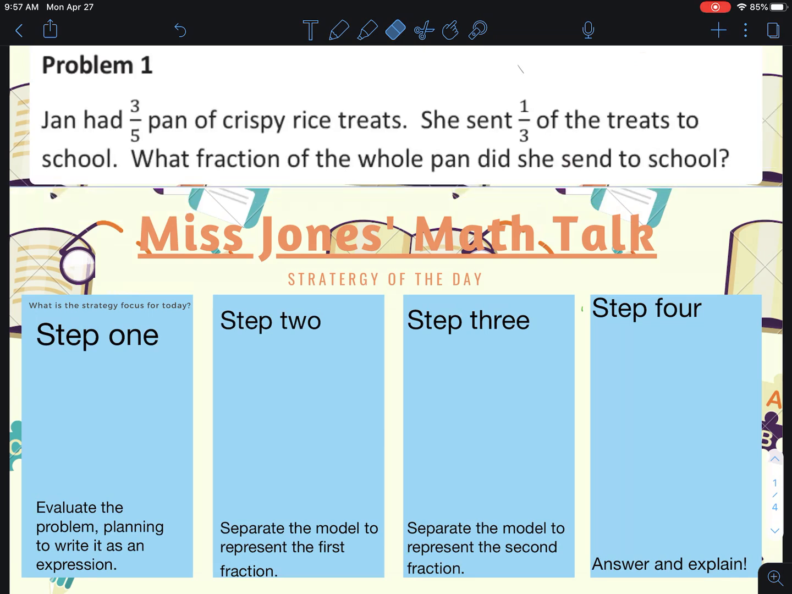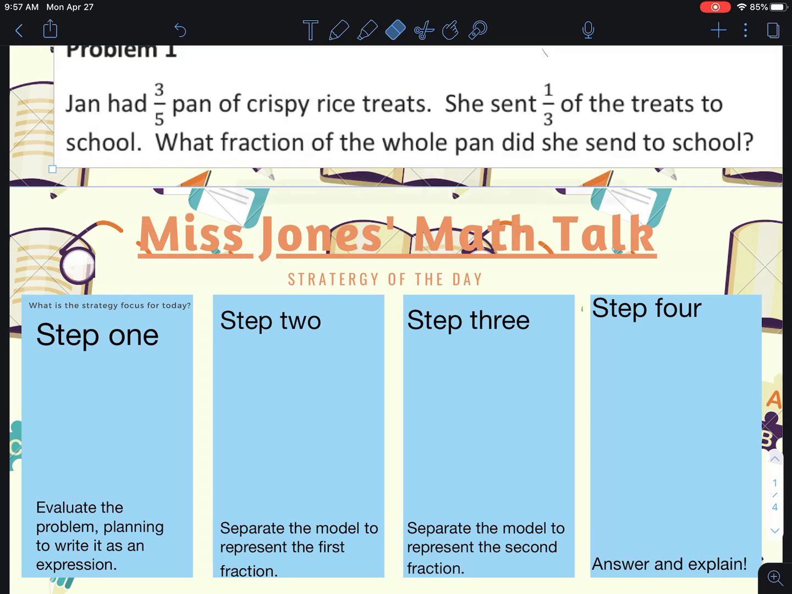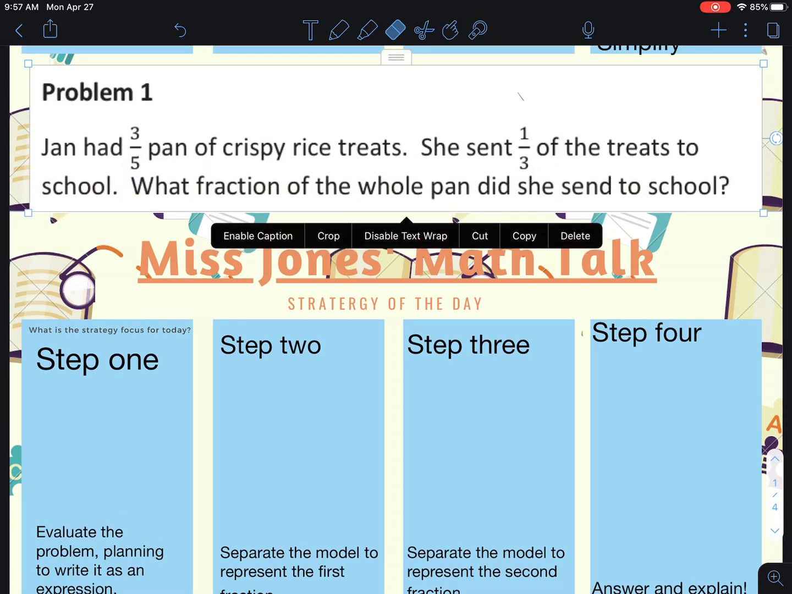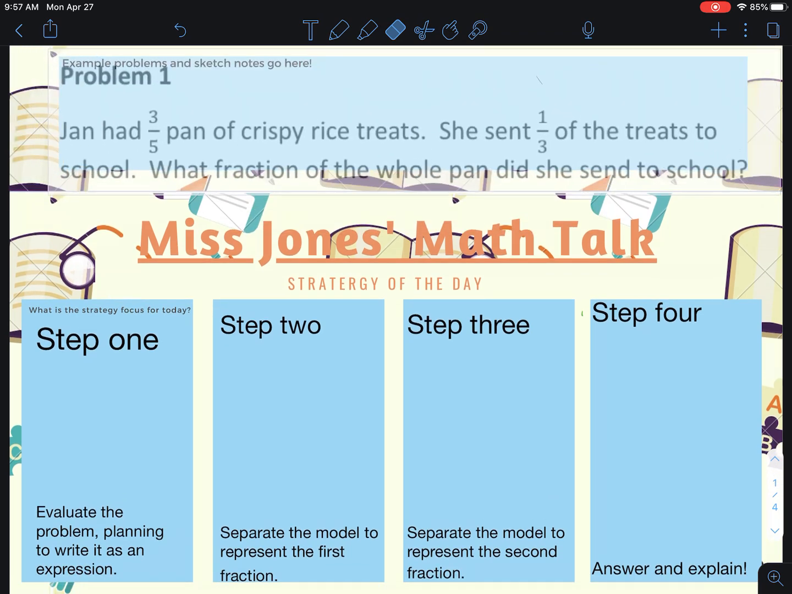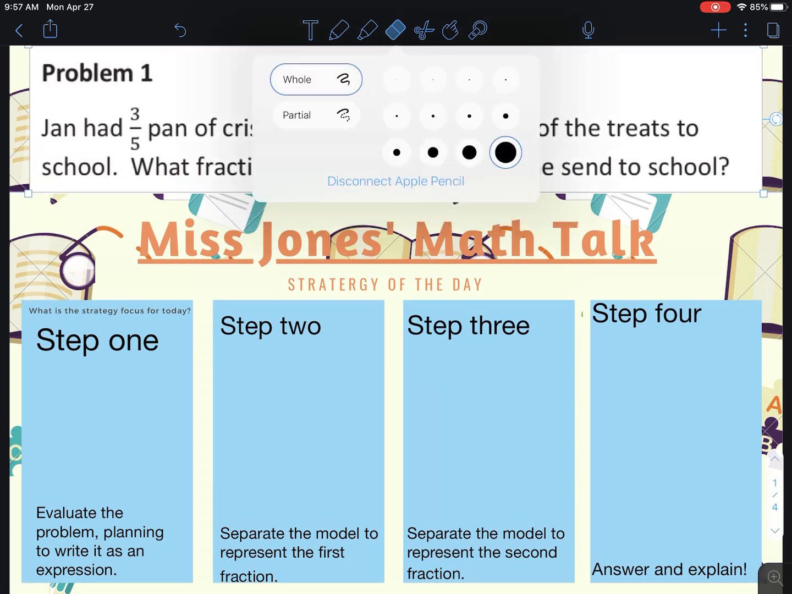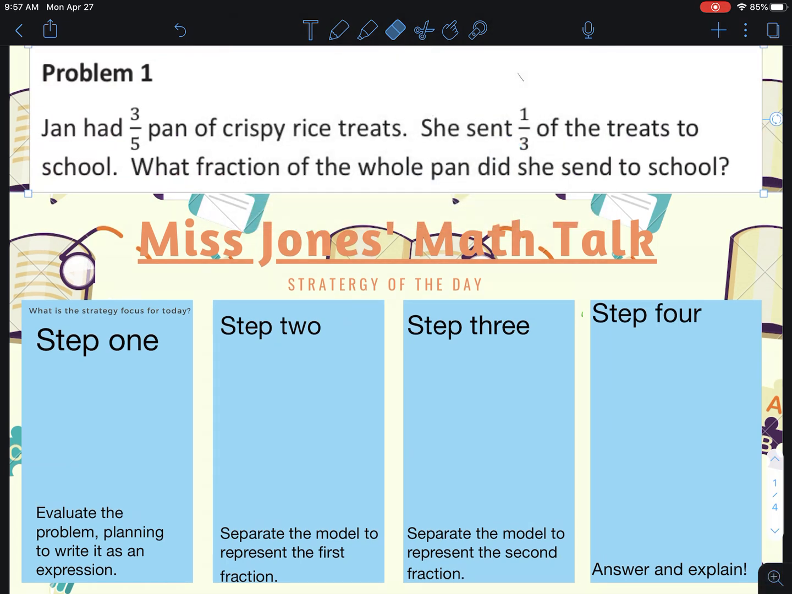So I highly suggest that you take this time right now to get out some paper or a pencil or something you can write notes with. All right, let's get started with Miss Jones' Math Talk strategy notes.